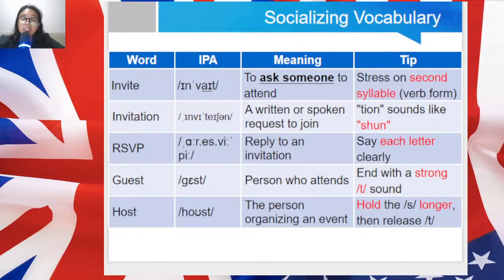Next, what is the name of the word? The next word is RSVP. This is a reply to an invitation. For example, in written form, maybe not directly an example, but why invitations are powerful symbols.